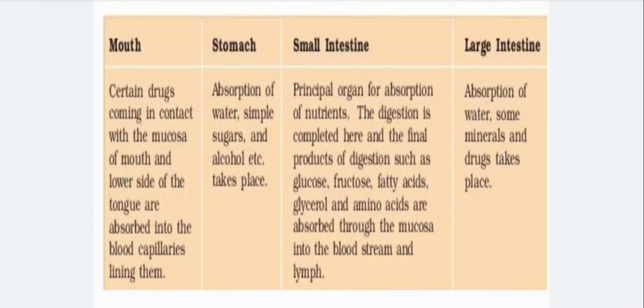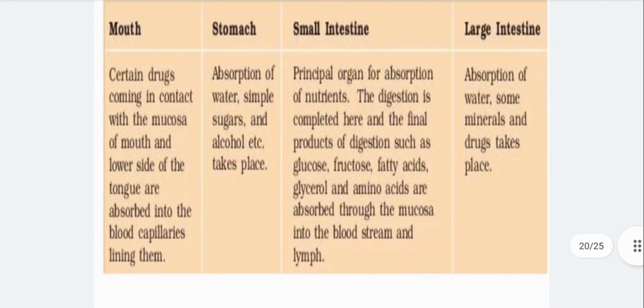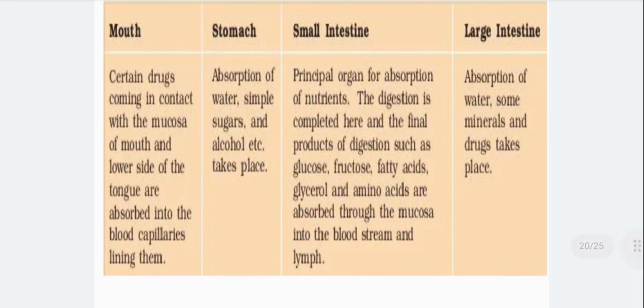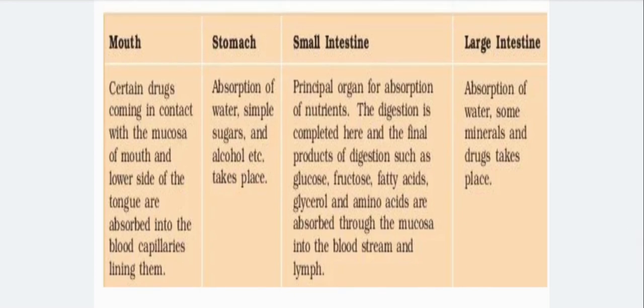From the large intestine, absorption of water, minerals and drugs takes place. That is the reason when a person is highly constipated, a large amount of water is advised for consumption. When he consumes a large amount of water, it is absorbed from the large intestine. It softens the stool and helps in passing out, or defecation. Some minerals are also absorbed from the large intestine.